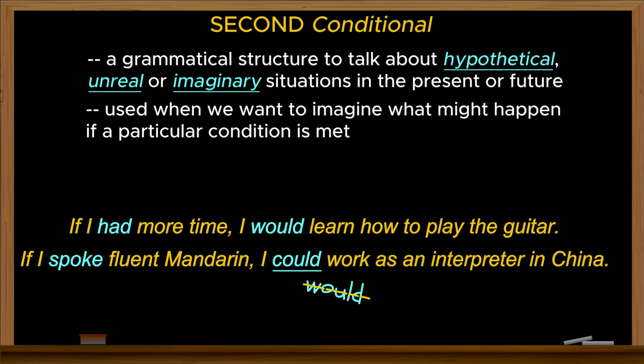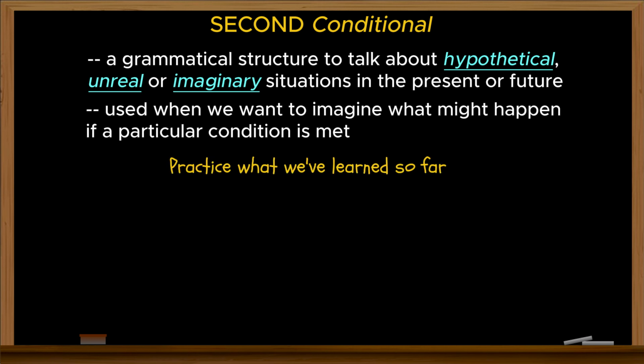The consequence of speaking Mandarin fluently could be my ability to work as an interpreter in China. Could shows that I consider using my language skills for this specific purpose, and I imagine that something like this could be possible for me. Now let's practice forming more second conditional together to reinforce what we've learned.